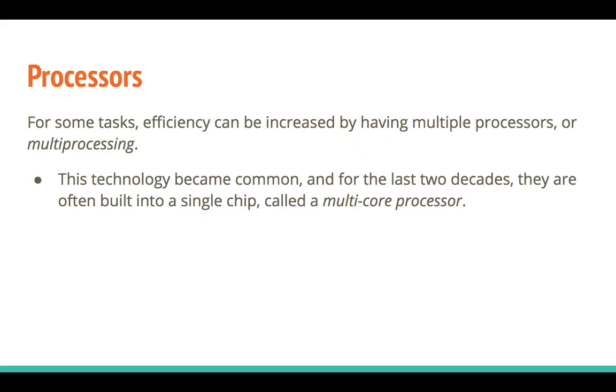For some tasks, efficiency can be increased by having multiple processors, or what's called multiprocessing. This technology became common in the late 90s and early 2000s, and for the last 2 decades, they've often been built into a single chip, which are called multi-core processors.